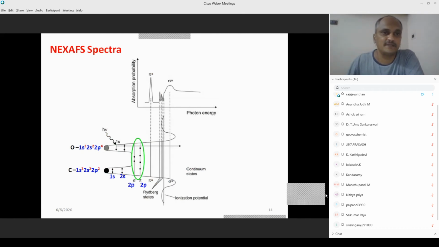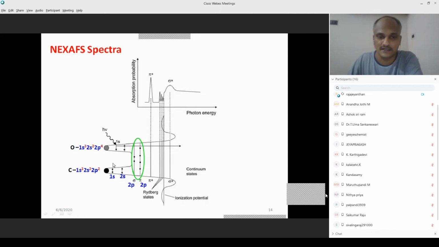So this is a typical NEXAFS spectrum, right? That was taken for carbon monoxide. We all know that carbon has the electronic configuration 1s2, 2s2, 2p2, and oxygen has 1s2, 2s2, 2p4. When it undergoes bonding in carbon monoxide, there will be formation of two pi bonds and one sigma bond. So the 1s and 2s electrons are buried deep in the core shell. It depends upon the energy of the incident X-ray. It will be excited.